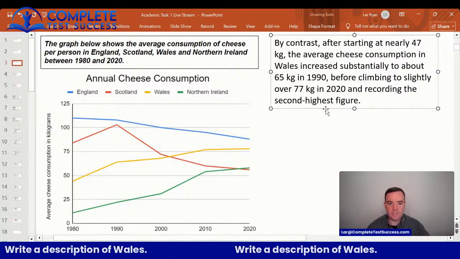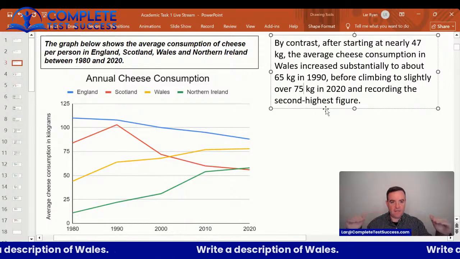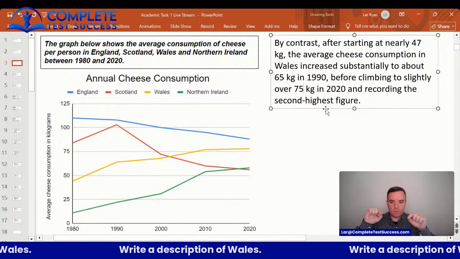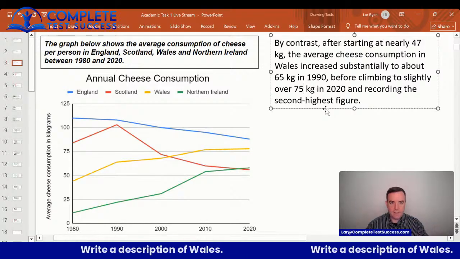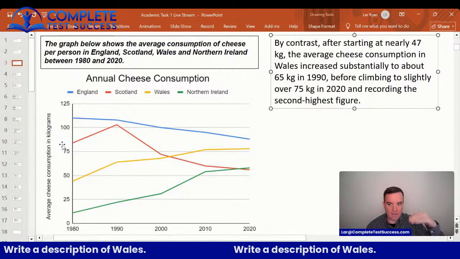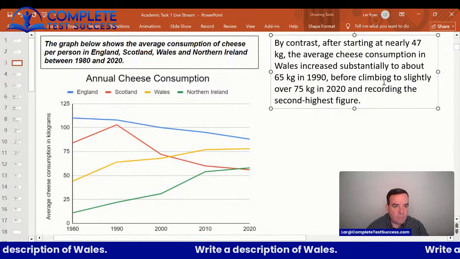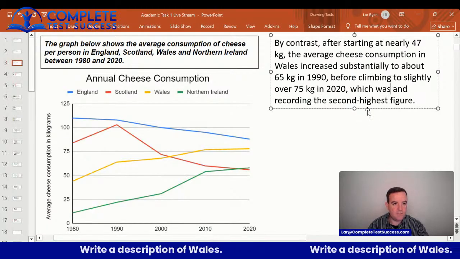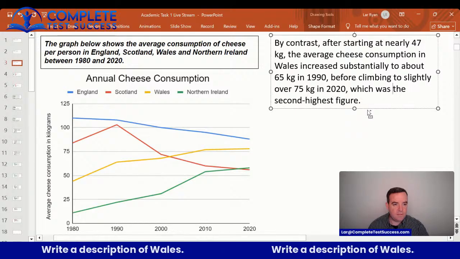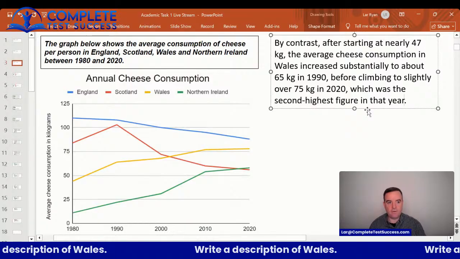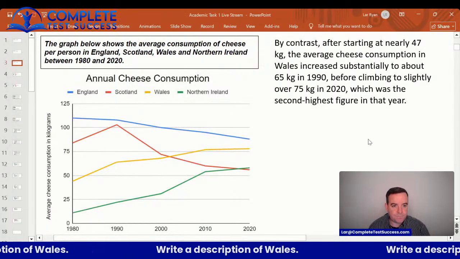We would say slightly over 75 because 75 is the line, or about 77, but not slightly over 77. When we're saying slightly over, it's because that's the marking on the chart. There's a line saying 75. It's one of the markings. So I would say more likely climbing to slightly over that in 2020, which was the second highest figure in that year, or in the end, or whatever you want. Okay.